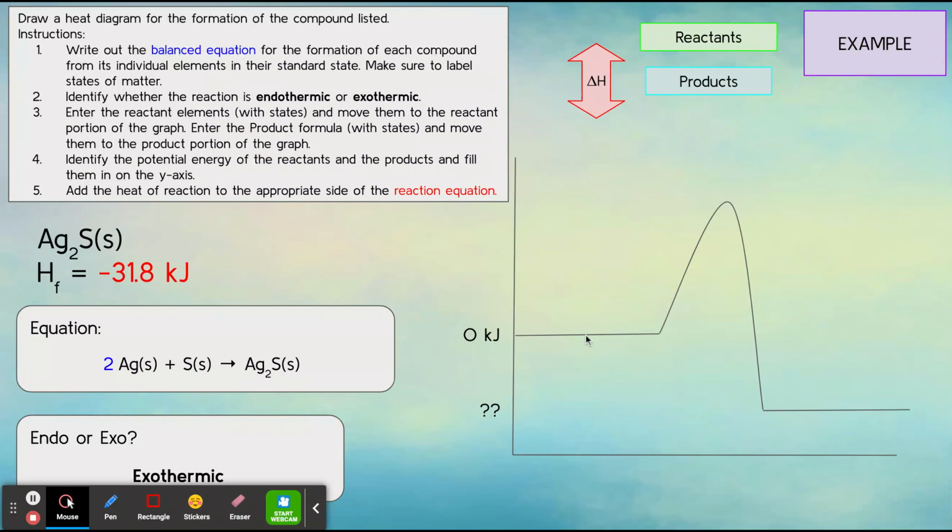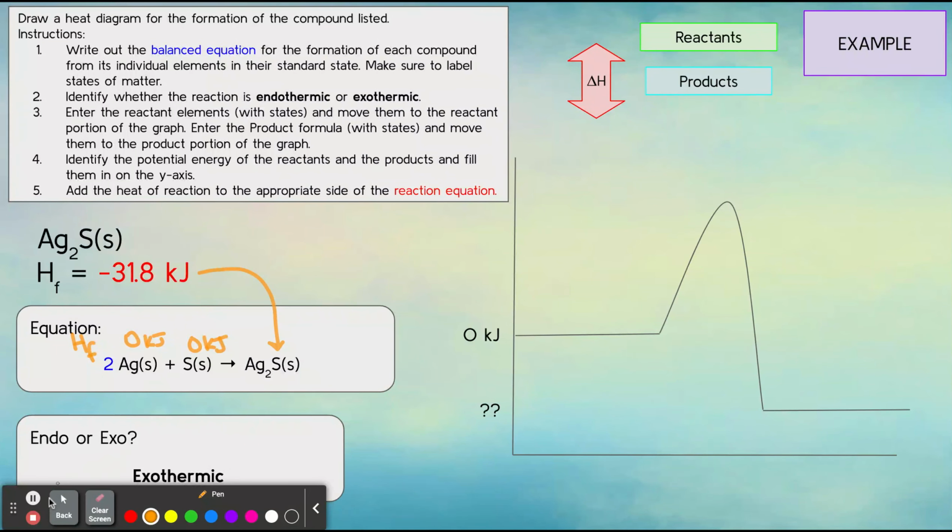So what that means is that my product should be lower in energy than my reactants start out at. My reactants start out at 0 kilojoules. They're both at standard state, which means that the heat of formation for these compounds is 0 kilojoules and 0 kilojoules. And so they're going to start out at 0 kilojoules. And so the overall change in energy is really just based on the heat of formation for silver sulfide.